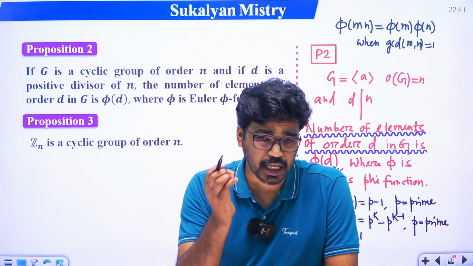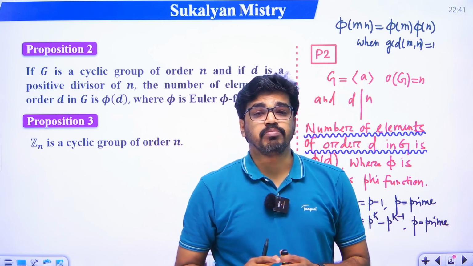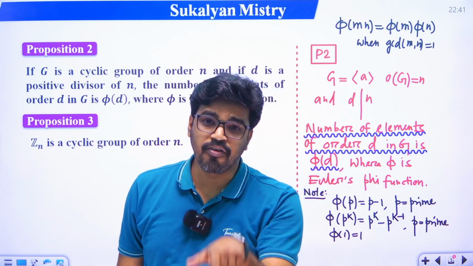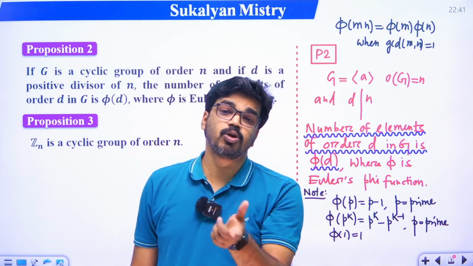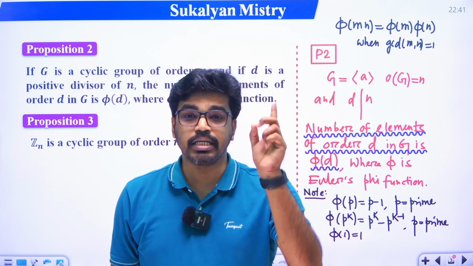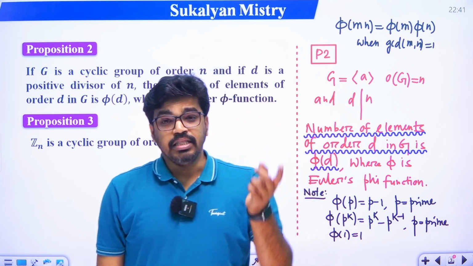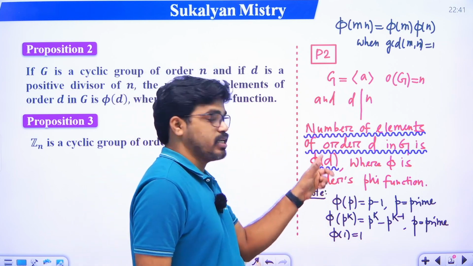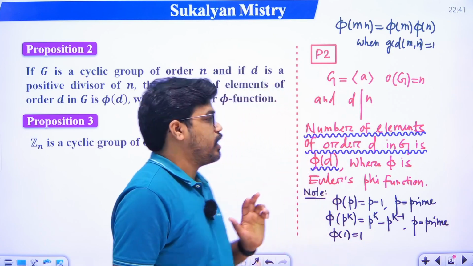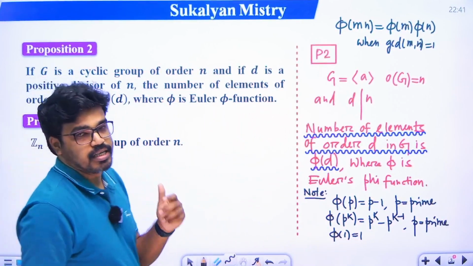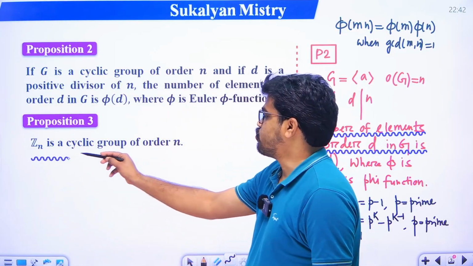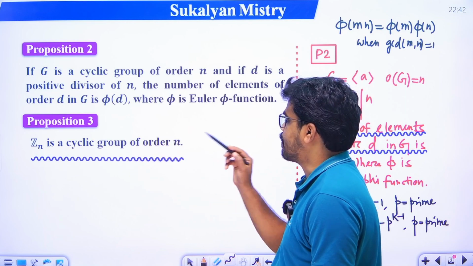If G is a cyclic group of order n, and if D divides n, that is D divides the order of the cyclic group, then the number of elements of order D in the group G will be phi D, that is Euler's phi. What is phi? Phi is the Euler's phi function. We know this: Zn is a cyclic group of order n.